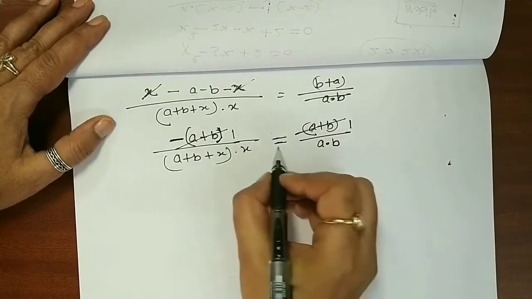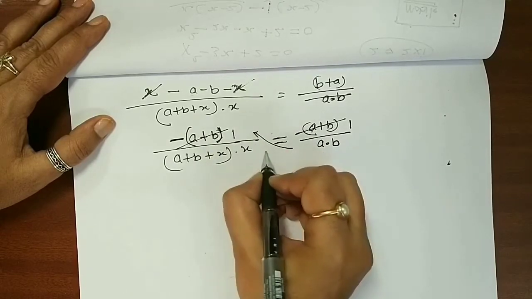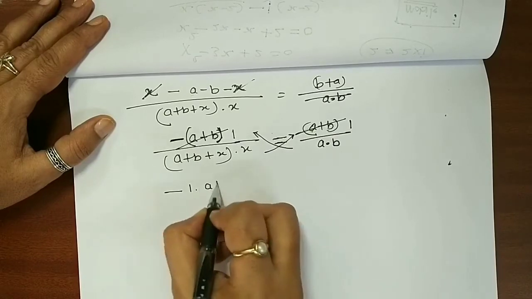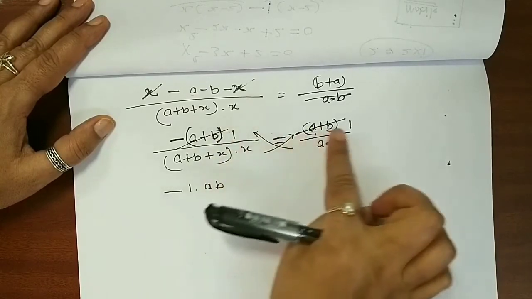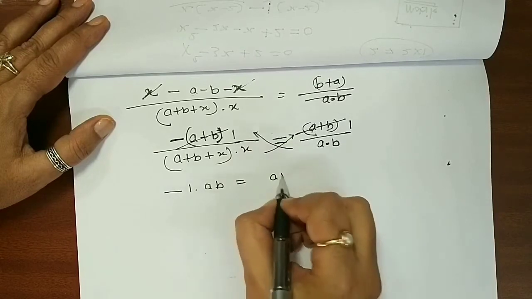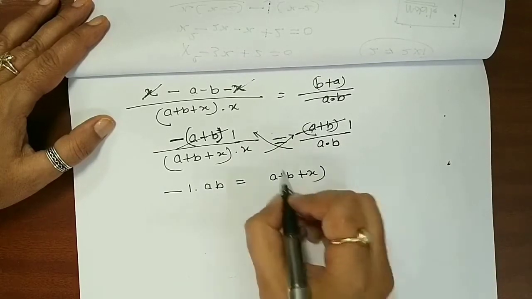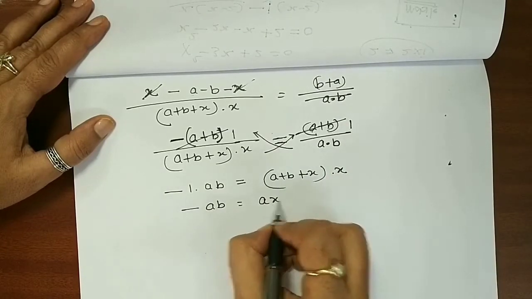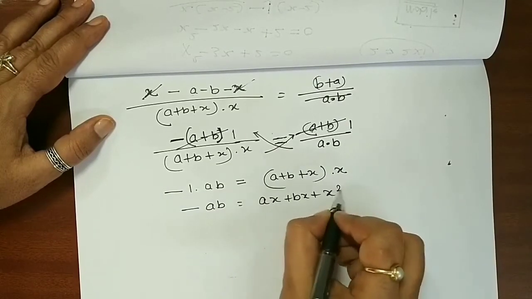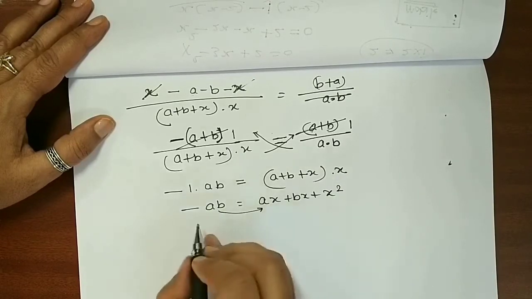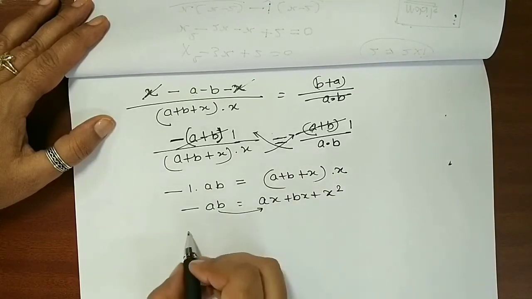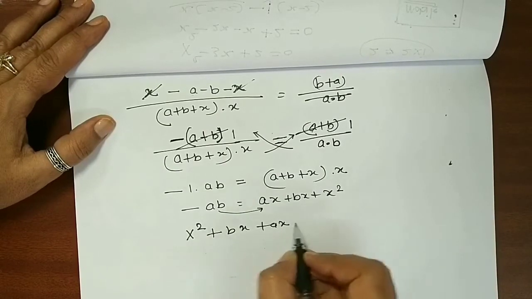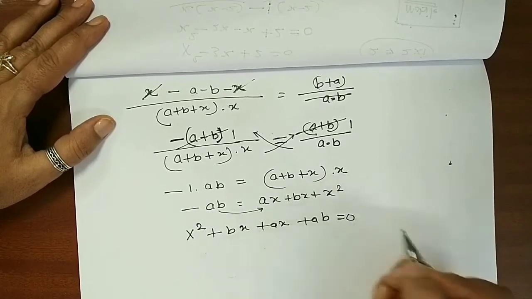What else? I can take this ab here and this whole term here, and minus of 1 into ab, this I am taking here, and this is going there, is equal to (a plus b plus x) into x. So I am getting ab = ax plus bx plus x square. This ab also I will bring here because I need to get a quadratic equation. Plus bx plus ax plus ab is equal to 0.